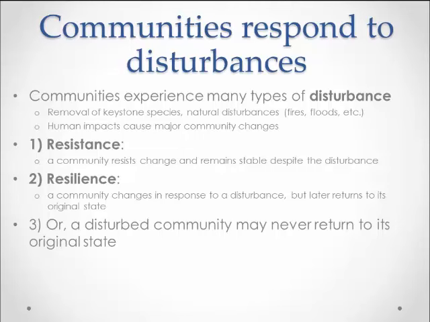Beyond the removal of keystone species, there are many other types of disturbances, such as natural disturbances like floods or fires. Additionally, it should come as no surprise that in many cases, humans are the cause of ecosystem or community disturbances, including the removal of keystone species. Communities respond to change by either resisting change and remaining stable, or being resilient, in which case the ecosystem changes in response to a disturbance, but will ultimately change back to its original state. Unfortunately, some disturbances are so significant that a disturbed community may never return back to its original state.